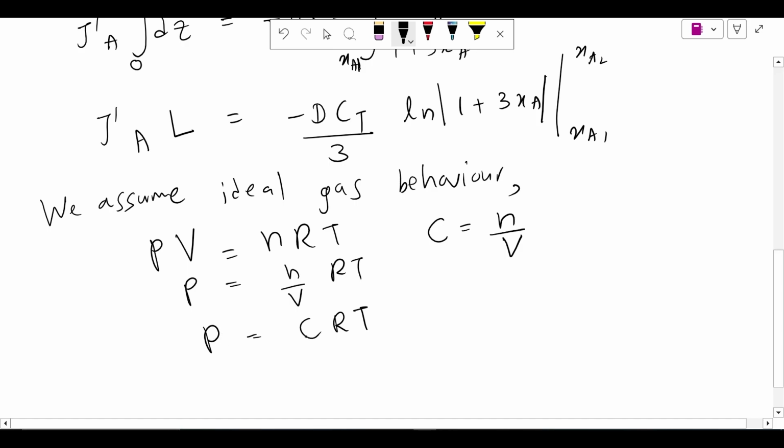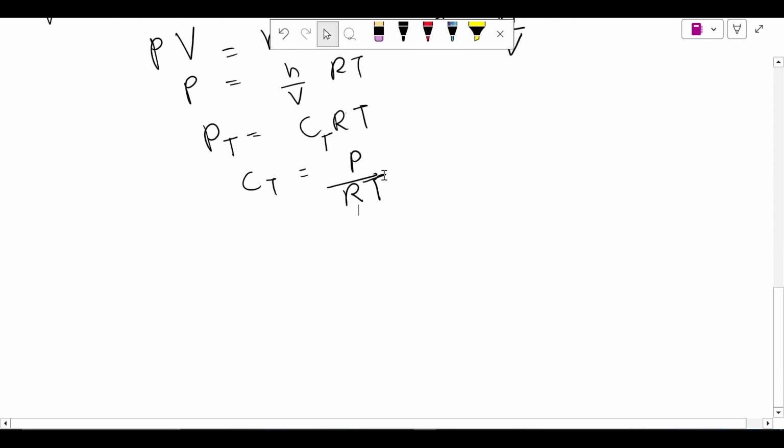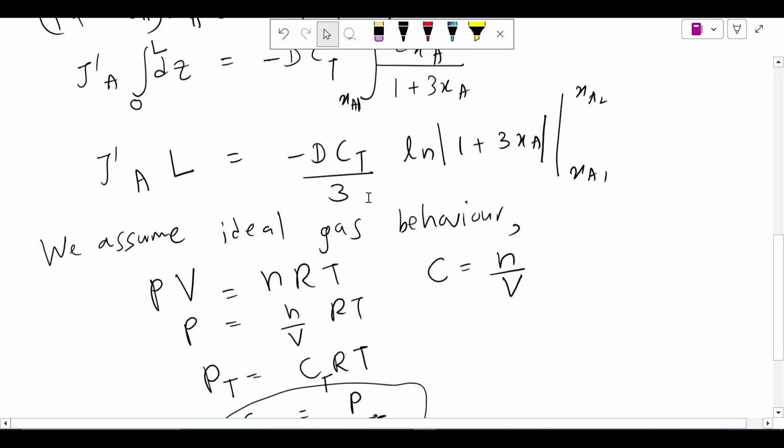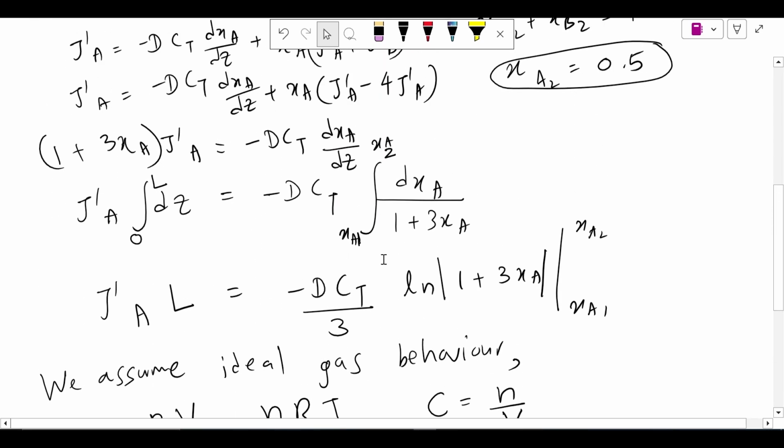We need to find the CT value, the total concentration. We know the PT value, and R is the universal gas constant, and this is the system temperature, right? CT is equal to PT over RT. Now all the values are known.